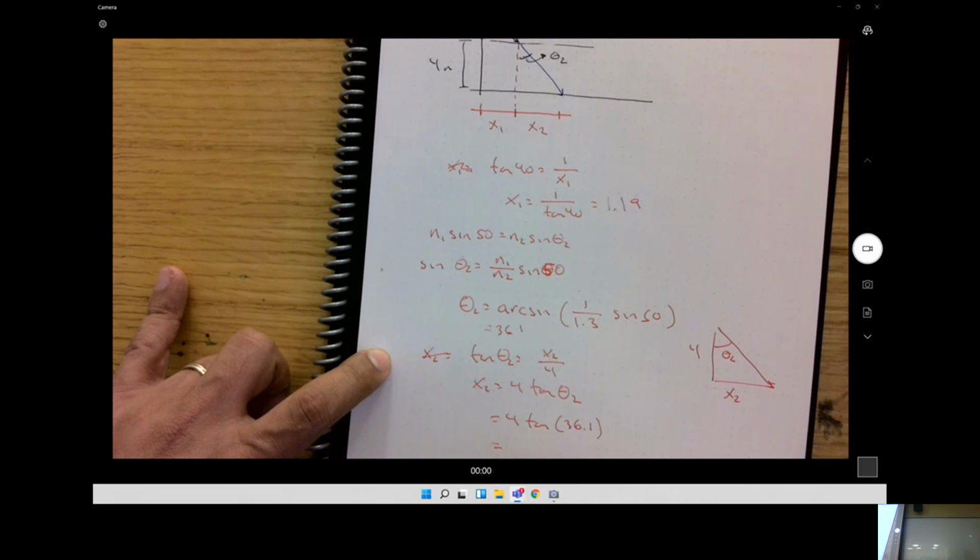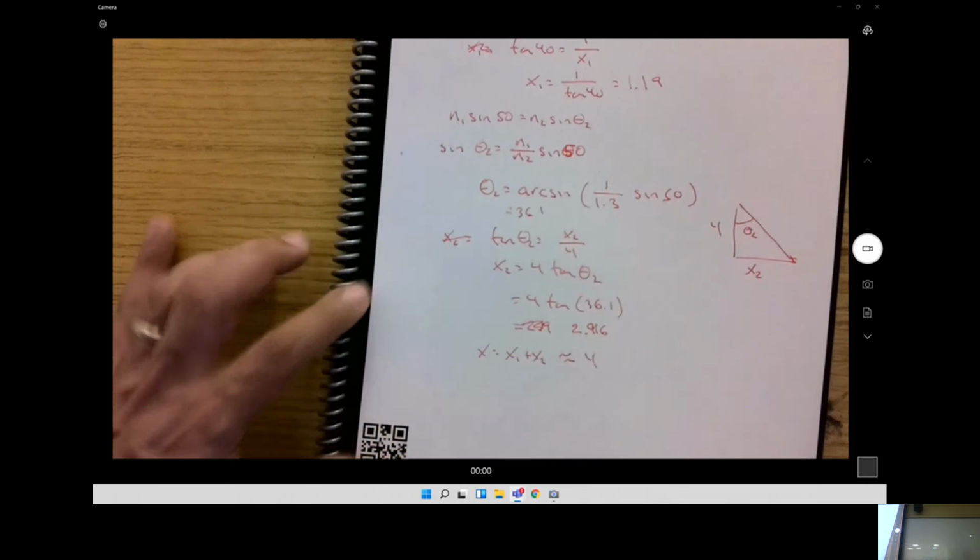I got 35.9 for mine. Maybe. I got 36.1, and then x2 I had 2.916. 2.916. There you go. So I will have that x will be close to 4 meters, 4.1.